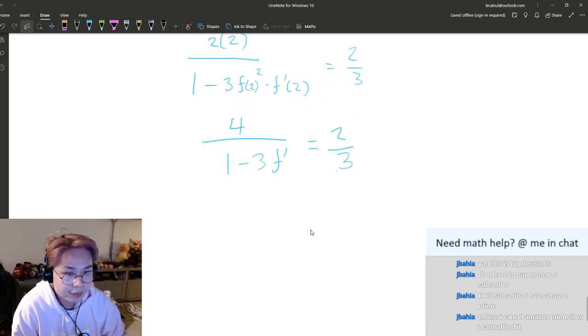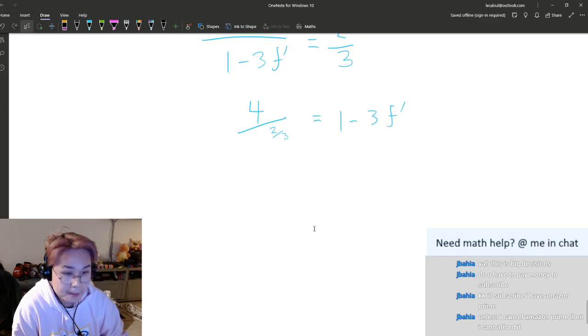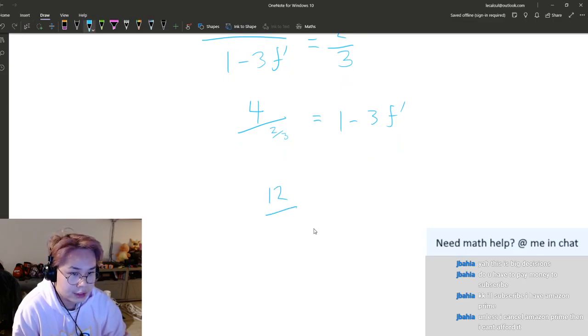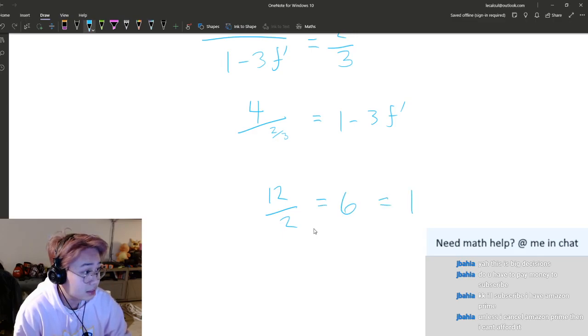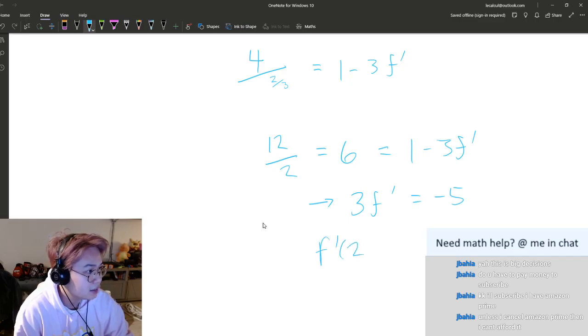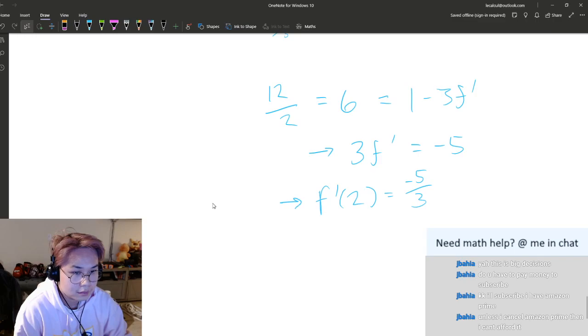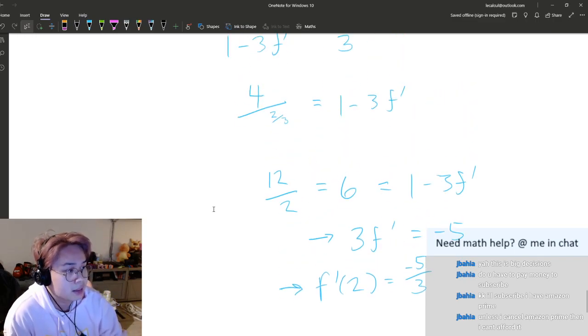Okay, algebra time. 4 over 2 over 3 is equal to 1 minus 3 f prime. So this is 12 over 2, which is equal to 6. This is equal to 1 minus 3 f prime. So 3 f prime is equal to -5. So f prime at 2 is -5 over 3. Okay, and this seems reasonable. I think I did this one right.